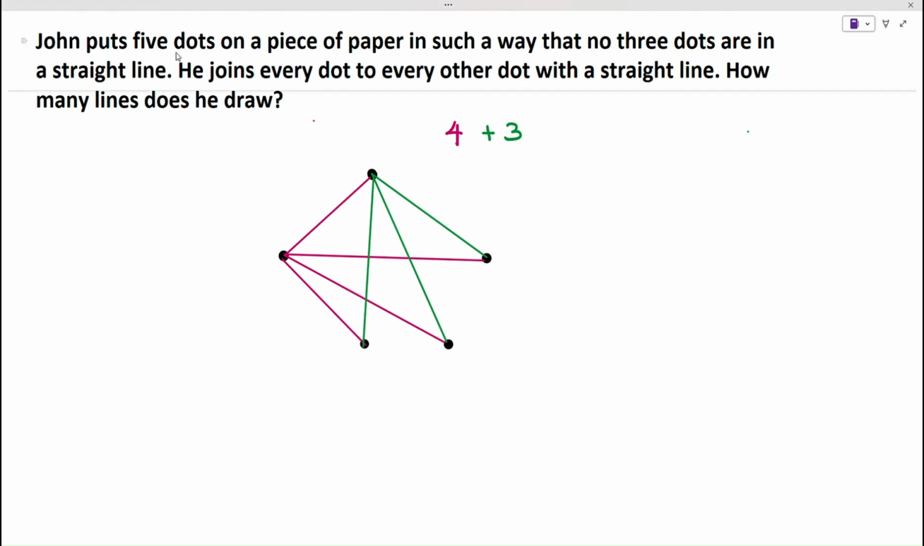Now, let's go clockwise again. And let's take the next dot. How many lines can we draw from here? So we have our first line. And we have our second line. And all the other lines are already drawn. So we have +2.